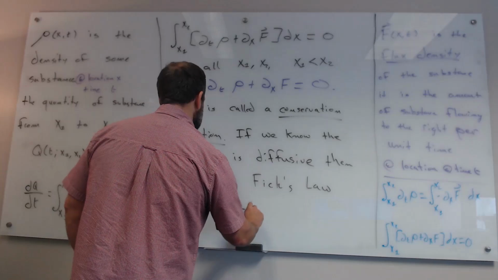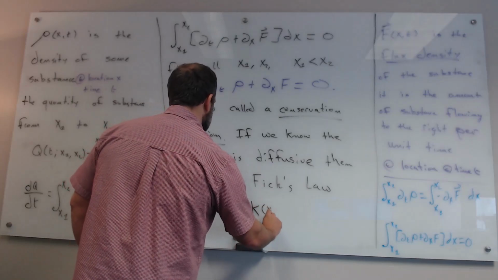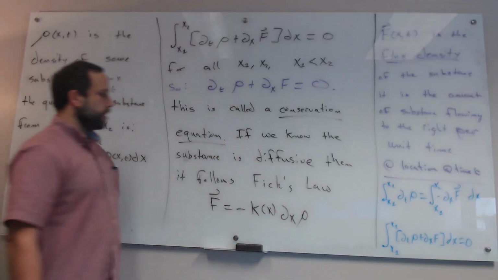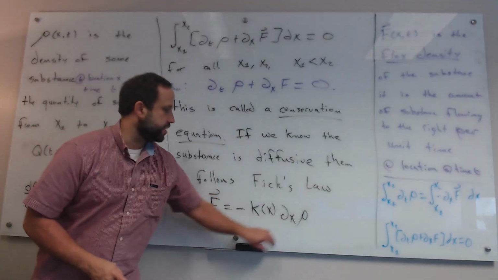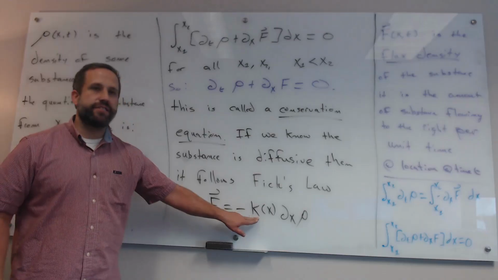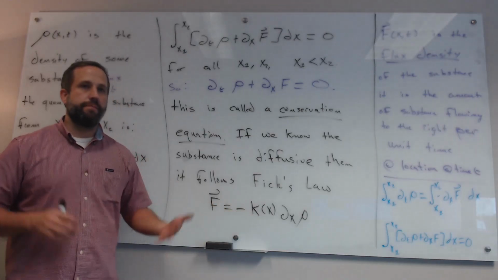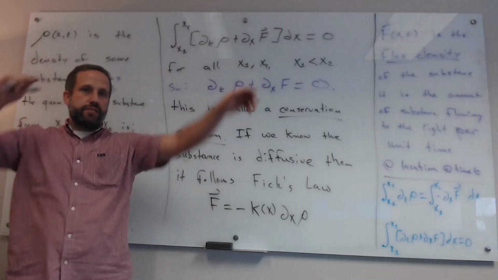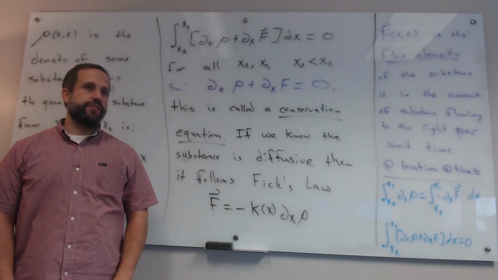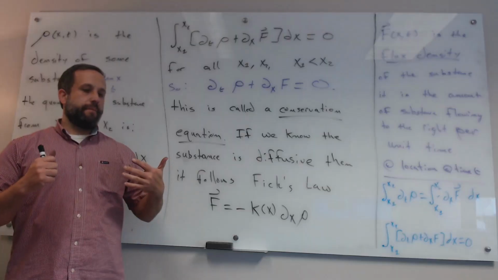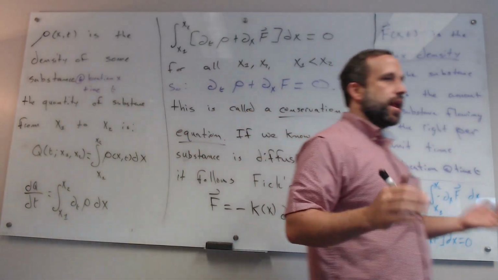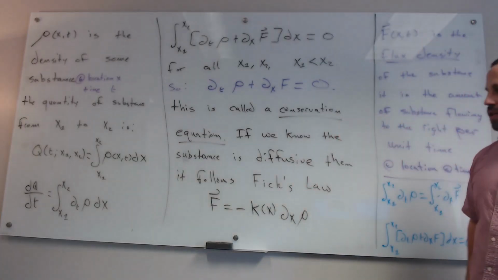is equal to minus some function k of x times the derivative with respect to x of the density here. So k is some positive function that depends on the medium. So k of x would depend on the medium through which this thing is diffusing. You can imagine some media might be very open to diffusion, and some media might not be open to diffusion. It might not diffuse a lot.